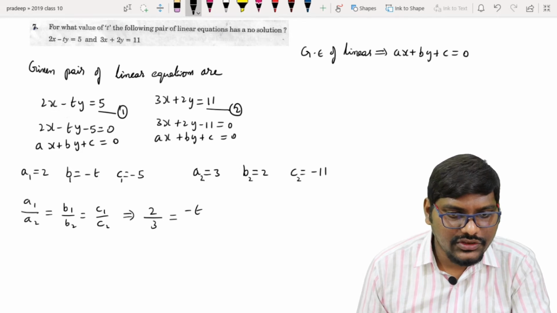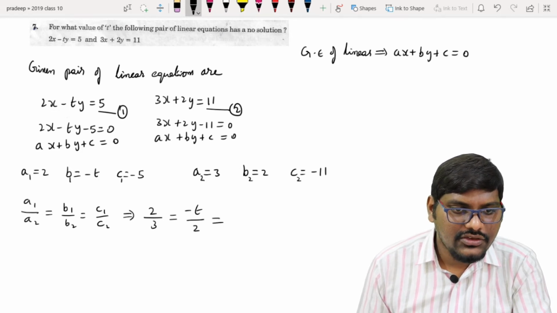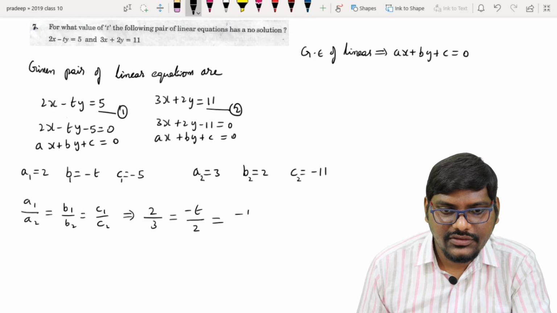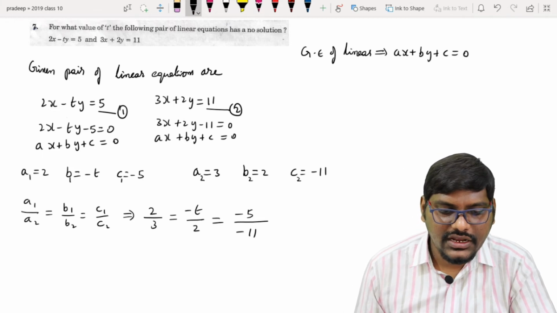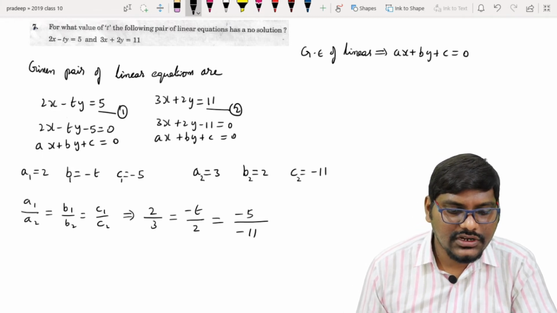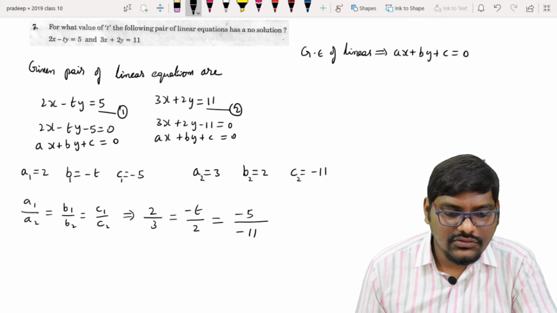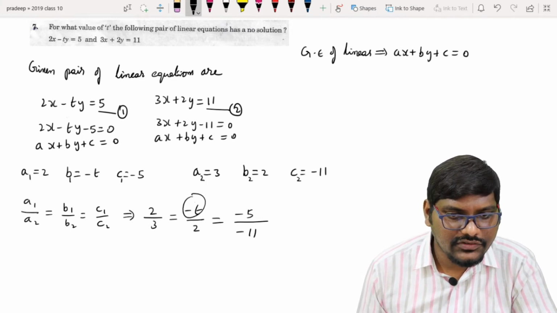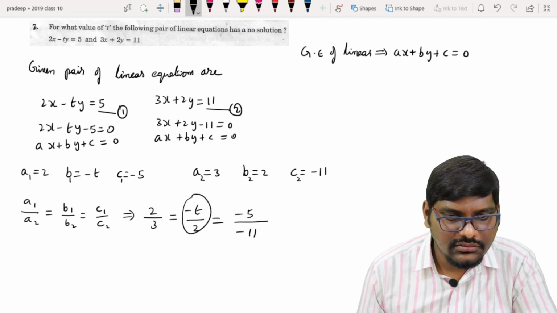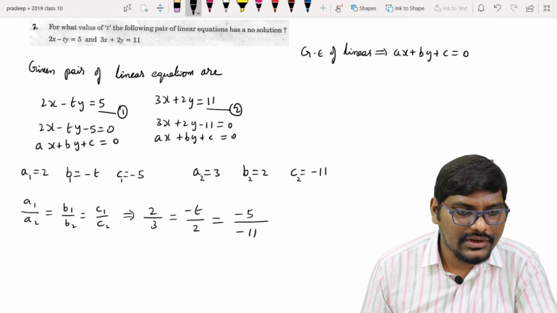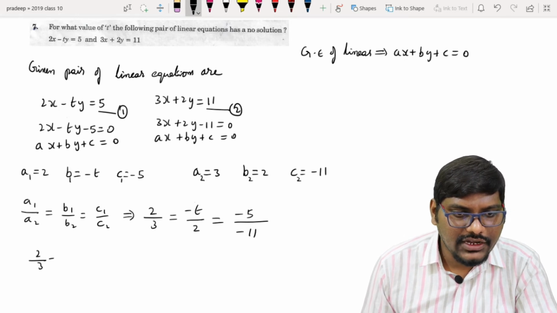What is b2? b2 is t. c1 is minus 5, c2 is minus 11. Okay, as we have seen here, nothing is equal to one to the other, so first we have to find this one. We will get 2 by 3 equal to minus t by 2, that we will take separately and find out the t value.